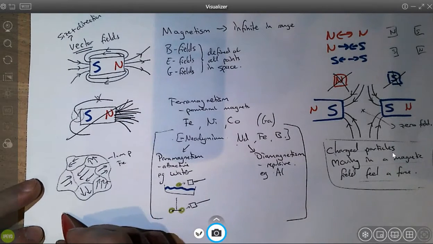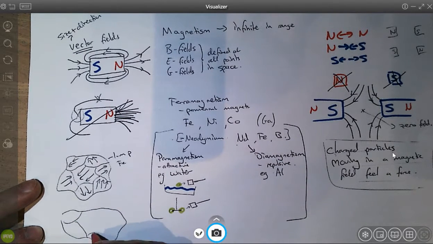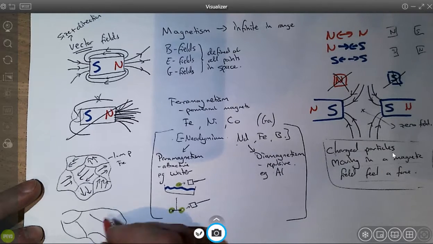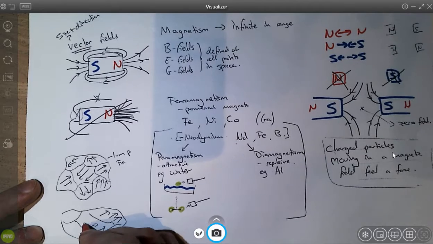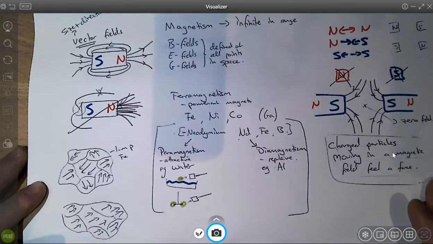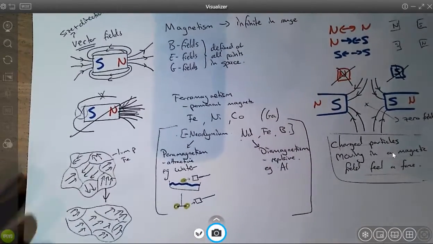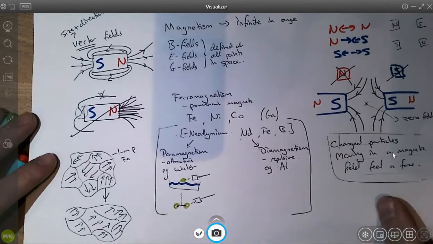But if you can get all of these magnetic domains and line them all up and point them all in one direction, then all of these mini magnets line up. And what have you created? You've created a noticeable magnetic field. So how do you get from here to here? How do you make a magnet? Well, there's a couple of ways you can do it.